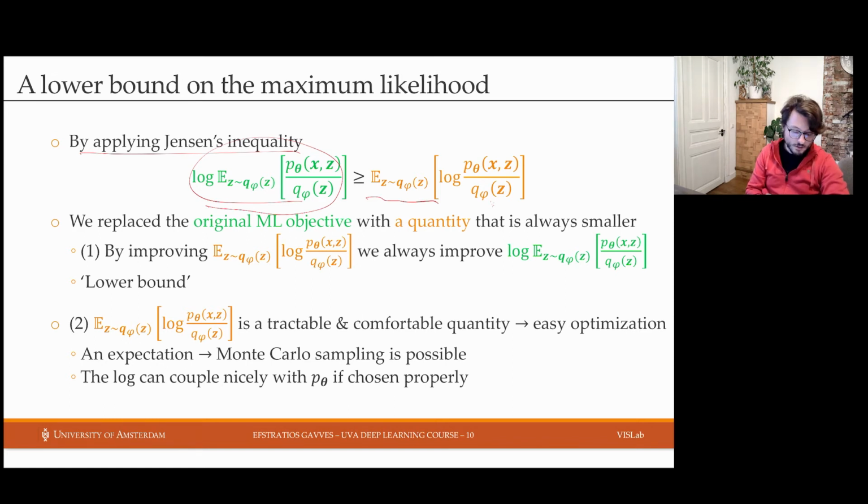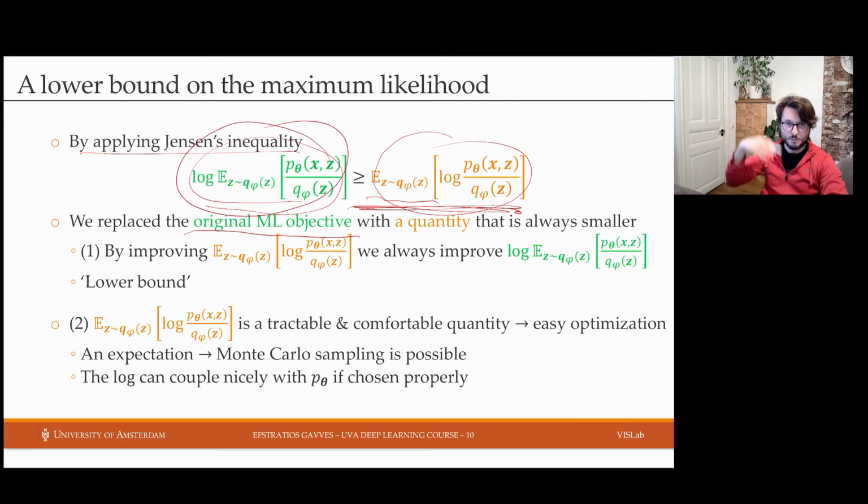Now what we did is we replaced the original machine learning maximum likelihood objective with a quantity that is guaranteed to be smaller. So since this is always smaller, by optimizing it, by making it as large as possible, the left quantity here, which is above my lower bound, will by definition also be optimized. So by improving our term on the right, we're guaranteed to improve our term to the left, and that is because we have a lower bound.